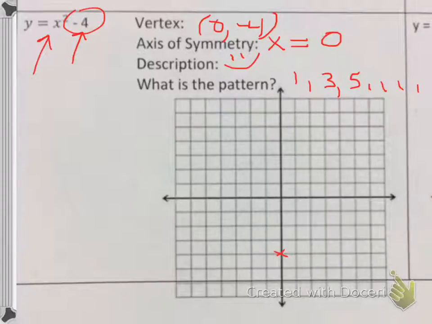And then I can just sketch a graph of this really fast. So over 1, up 1. Over 1, up 3. Over 1, up 5. And we can just draw a graph through those ordered pairs.